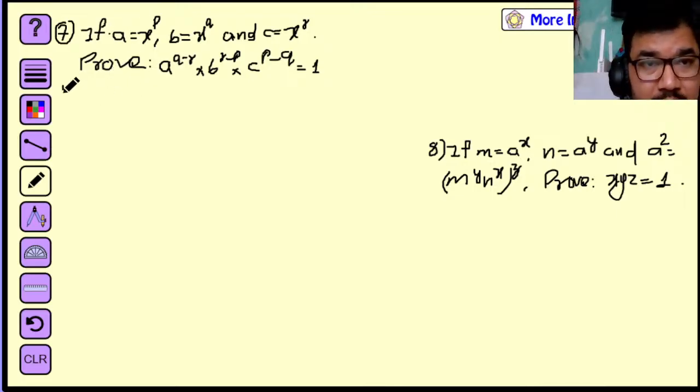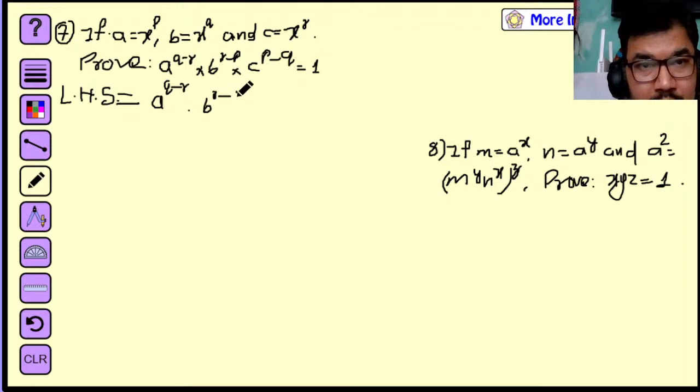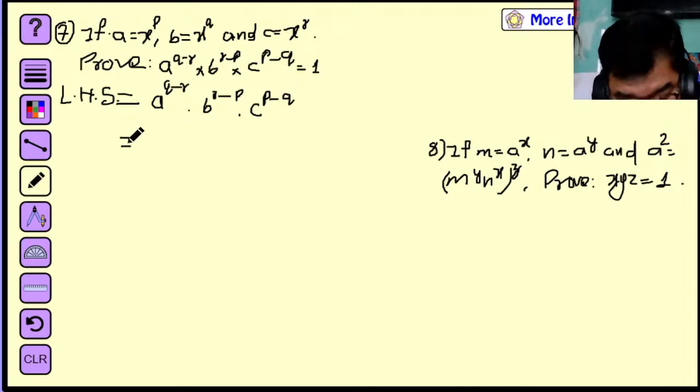Here is the left hand side. In the left hand side, see here, children, there is given a to the power q minus r, into b to the power r minus p, and into c to the power p minus q. Now look here, it's easy. Now let's substitute the given values.